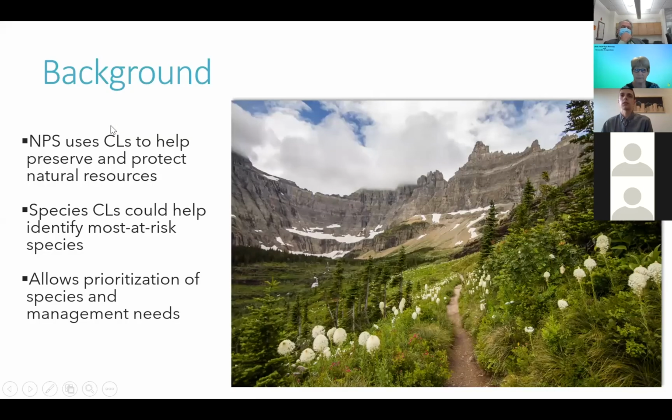And so the National Park Service uses critical loads to help preserve and protect natural resources. And species-specific critical loads could really help identify the most at-risk species within parks and across parks. And it would help allow the prioritization of species and management needs in national parks.